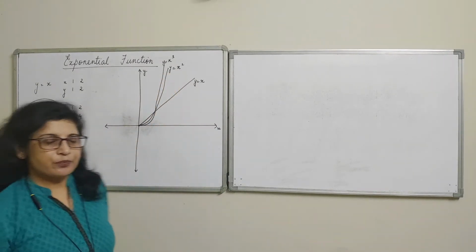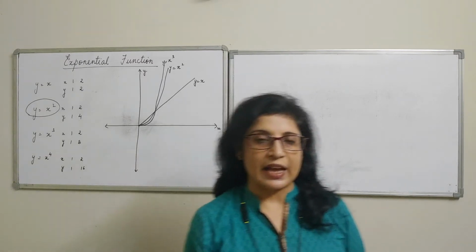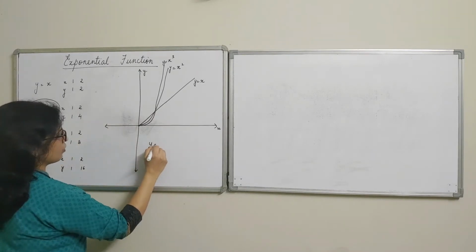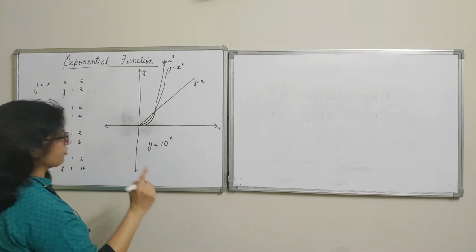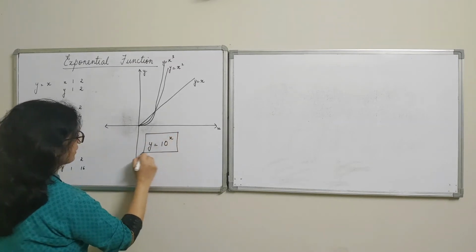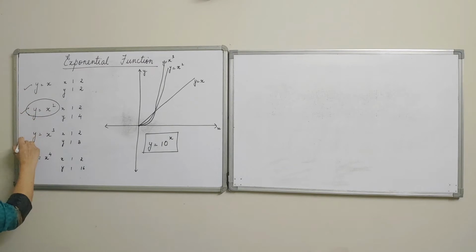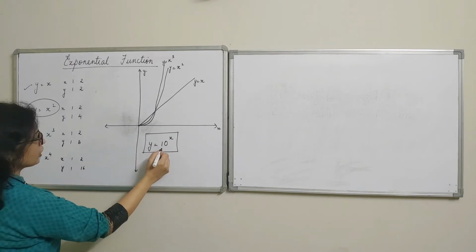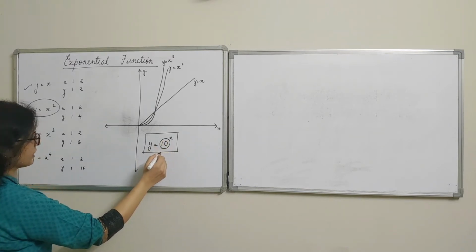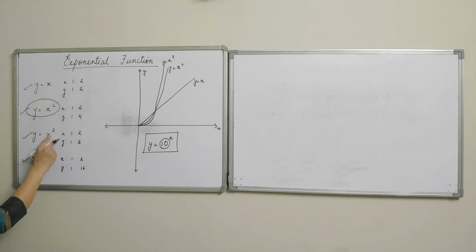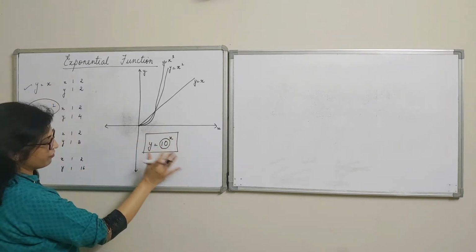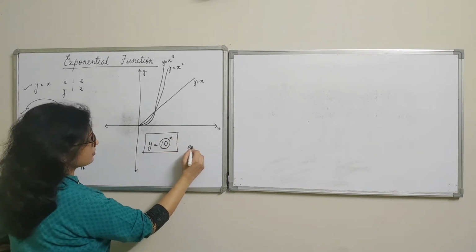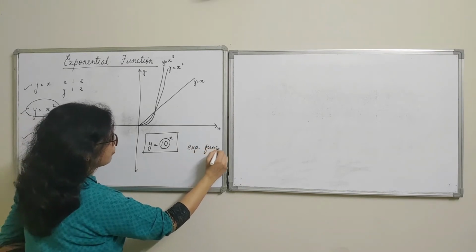So we are looking for a function which is still steeper than all these functions. Let us explore a function of this kind: y is equal to 10 to the power x. First, let us compare this equation with all these four equations. Notice the left side is the variable y. On the right side, you have a base which is a constant. It is not a polynomial equation like these. This kind of function, where the base is a constant and it is raised to a variable, is known as the exponential function.